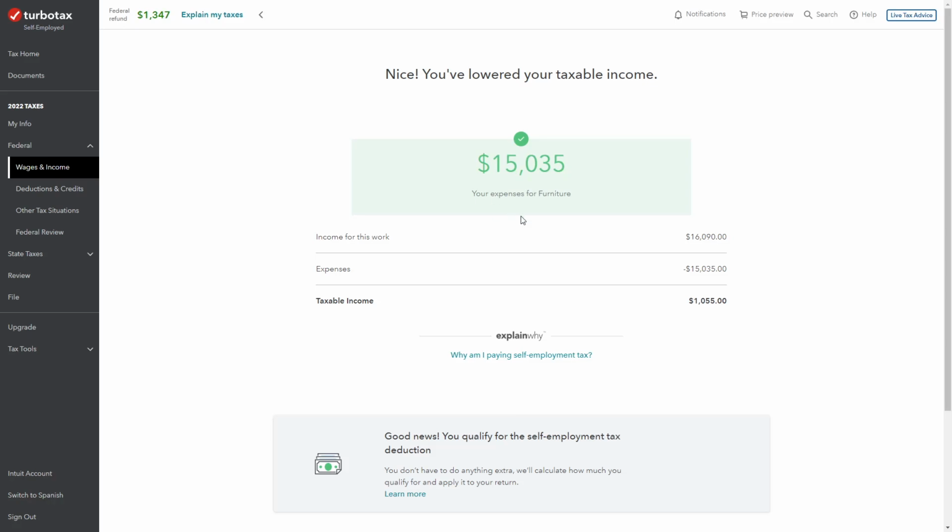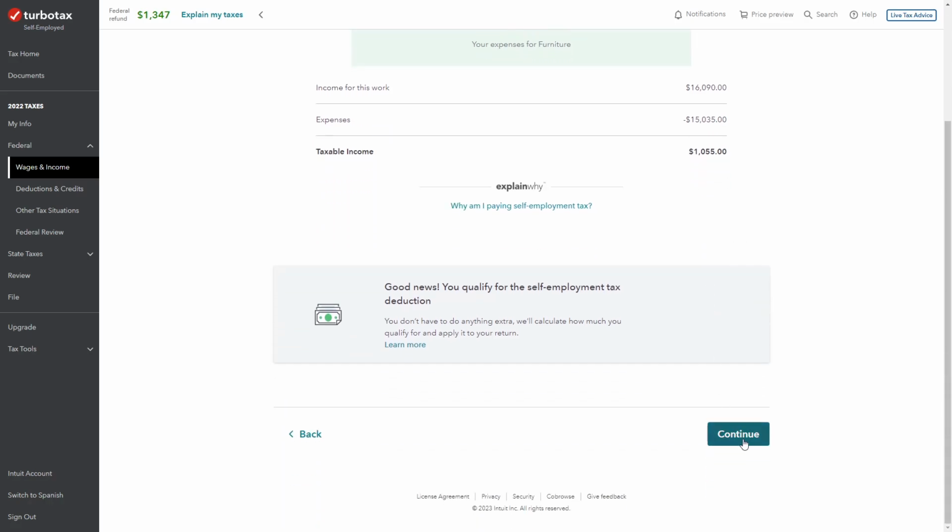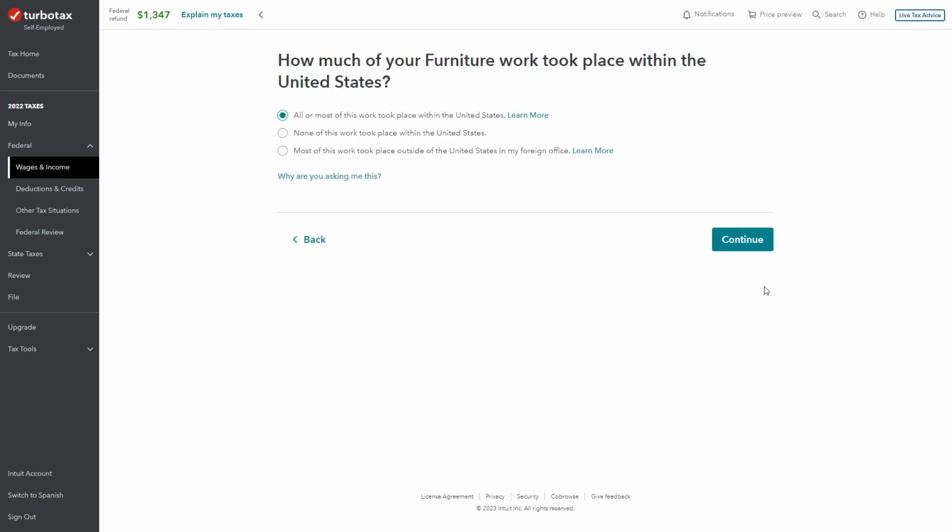Okay, so here's another summary. We've got income, that's the gross profit amount, right? So our gross income net of cost of goods sold, the total expenses, and then the net taxable income from the business. Okay, go ahead and continue on through. How much of the furniture work took place within the United States? Well, all of it, right? Our store is in the U.S. We live and work from the U.S., and all our customers are from the U.S.